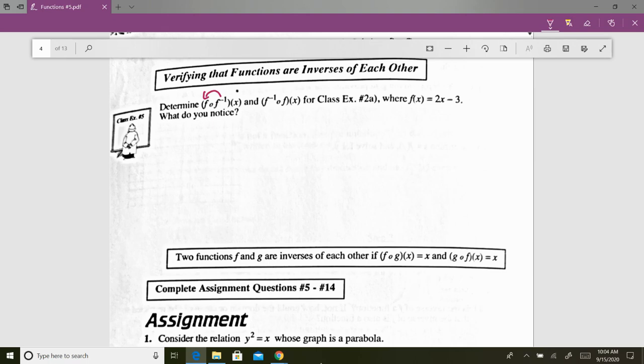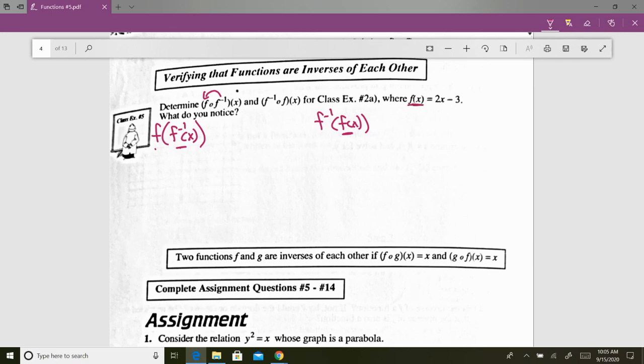So what we're really doing in this first one is f of f to the minus 1 of x. And for the second one, we're doing f to the minus 1 of f of x. So in other words, the inverse is going into the original. And in this one, the original is going into the inverse. Okay? So first thing we need to do is find the inverse function.